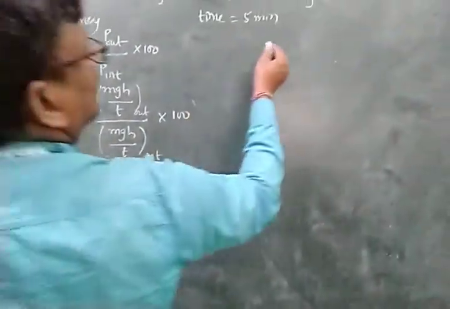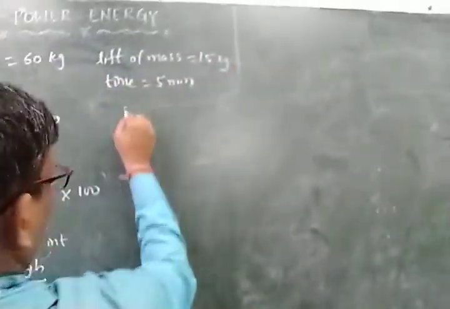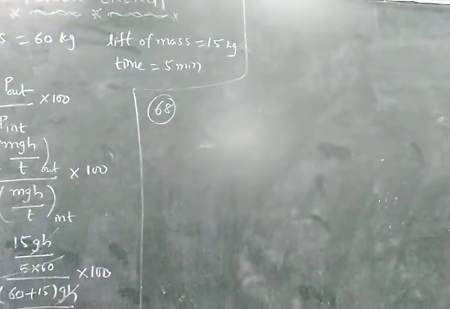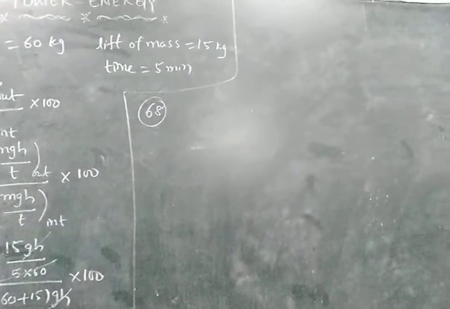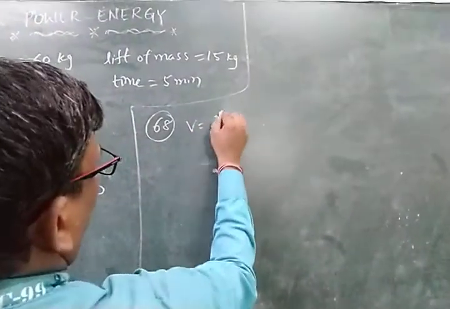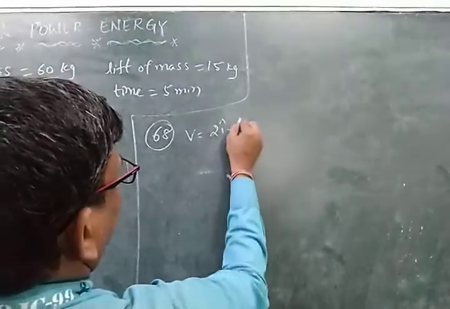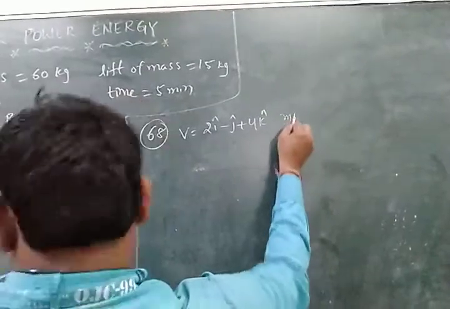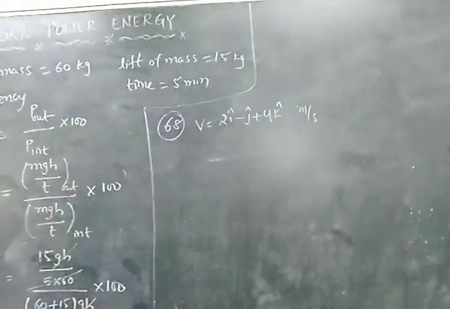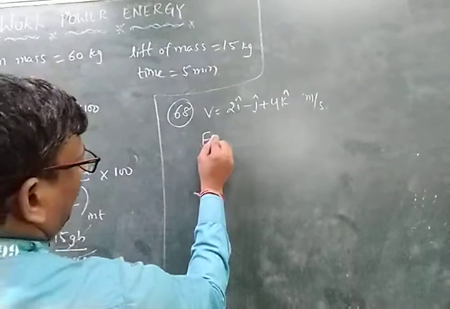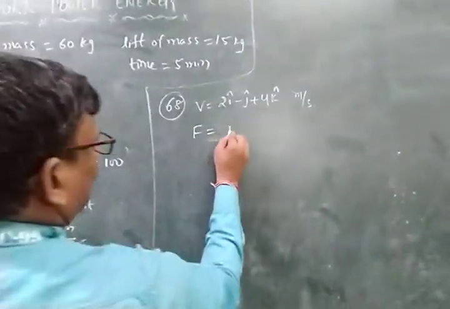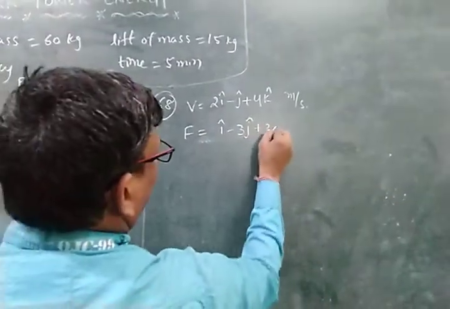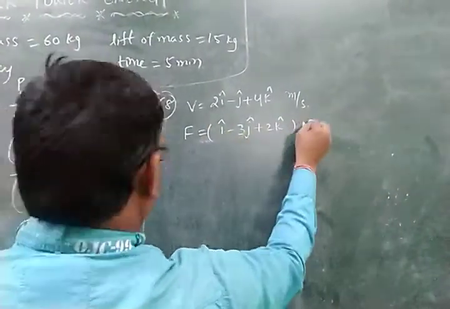Next, question number 68. A train is moving with uniform velocity V, given as 2i cap minus j cap plus 4k cap meter per second. If the force required to overcome is F equal to i cap minus 3j cap plus 2k cap newtons.